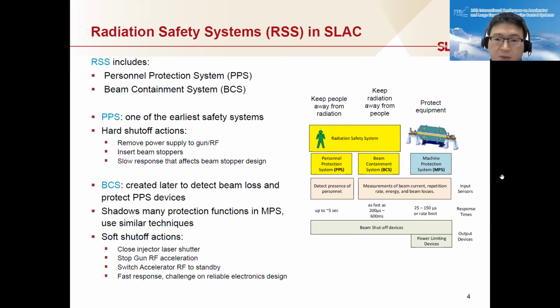The beam containment system is pretty fast. It uses a lot of similar technology as the MPS. For the LCLS-II project, it shares lots of devices with the MPS, especially the beam loss detectors. The shutoff response is pretty quick, around 200 microseconds to 600 milliseconds, depending on the technology. 200 microseconds is based on purely electronics, and 600 milliseconds corresponds to using a safety PLC to initiate the shutoff. The shutoff action for the BCS is pretty soft. It just closes the inject laser shutter and stops the RF.